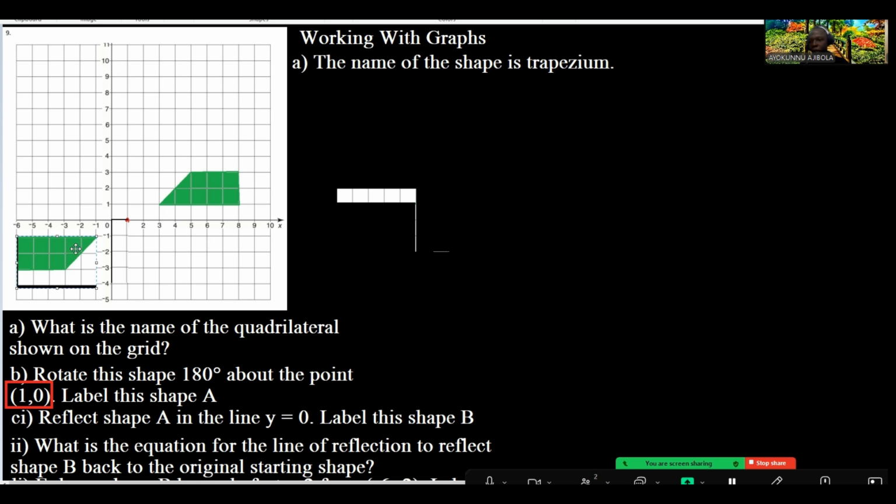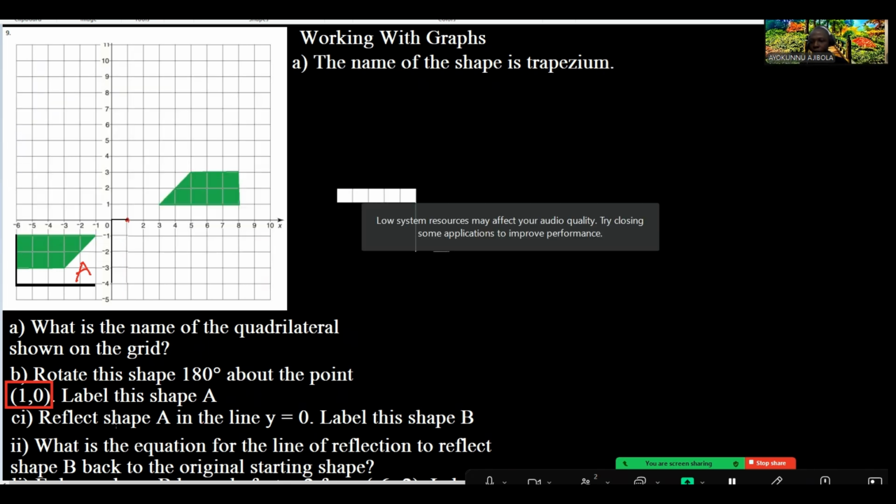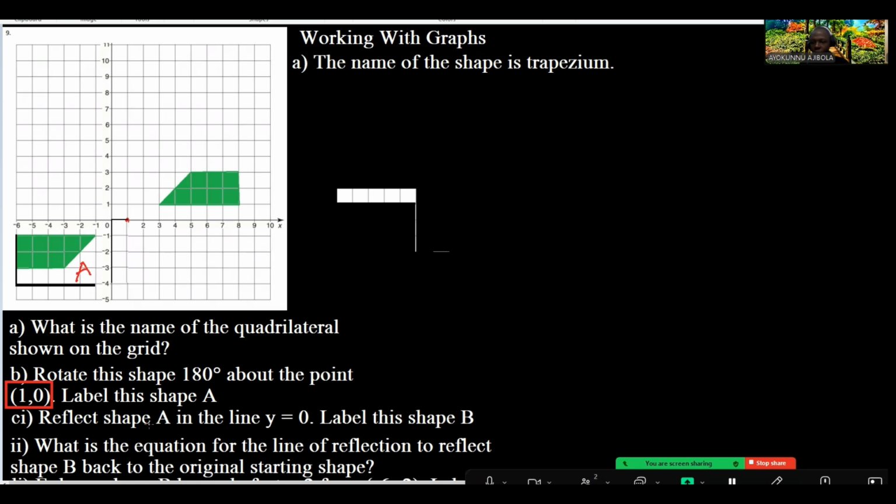Okay. Yeah. So with this, we have a new shape, and it says we should label it A, okay? Is that clear? Yes. We should label it A. Then it says reflect this shape in the line y equal to 0. When y equal to 0, that will be on the x-axis, okay?